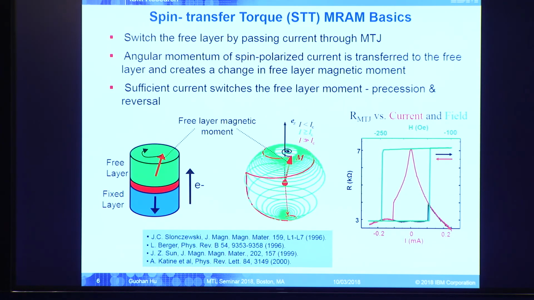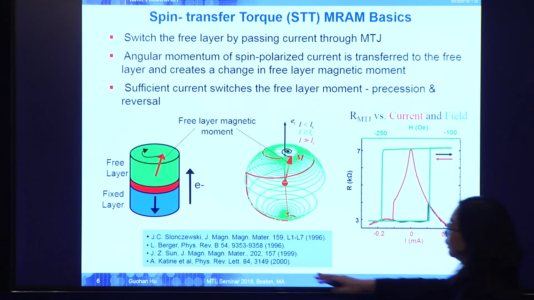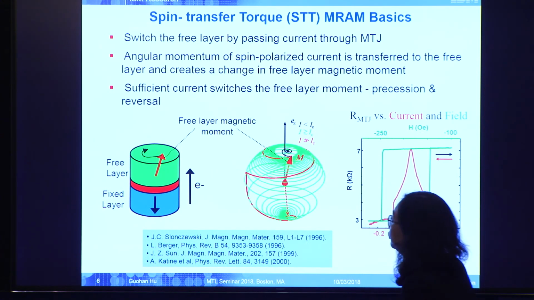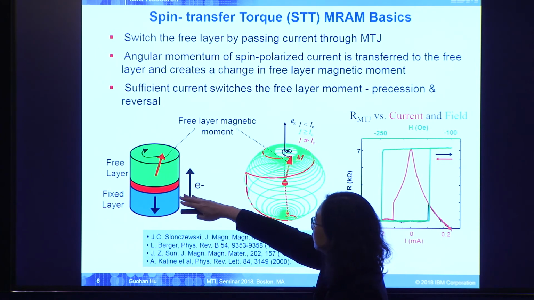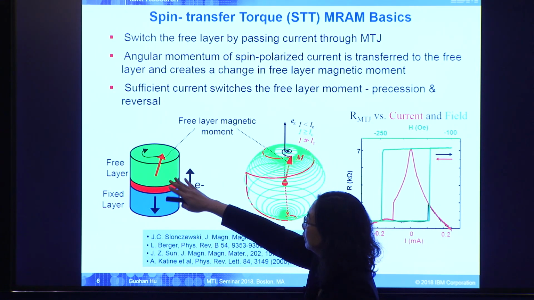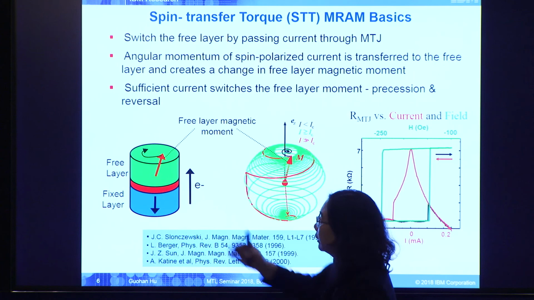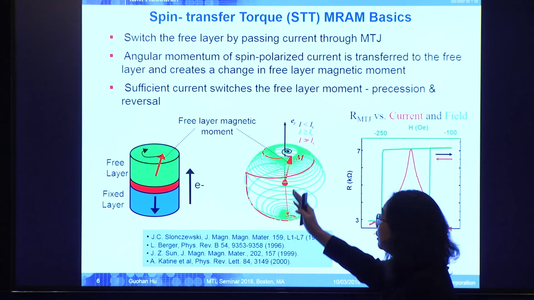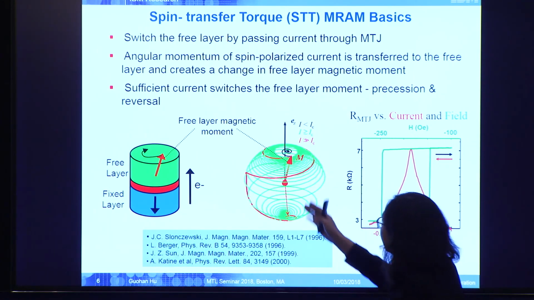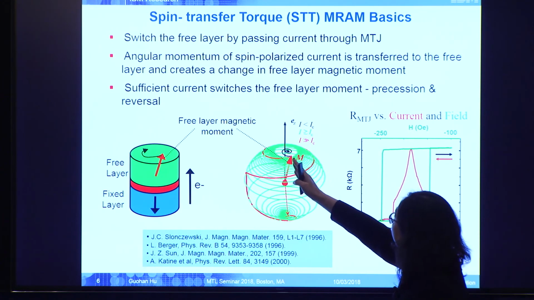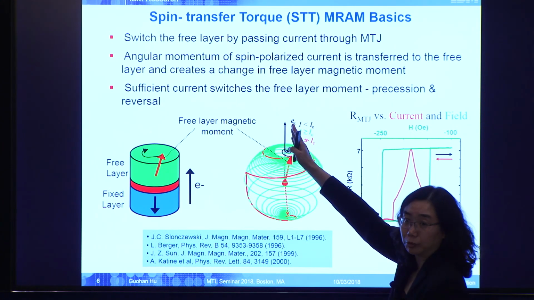So this is the basics on the switching mechanism. You have your fixed layer and your free layer, and you pass the electron through. This electron carries angular momentum from your fixed layer to the free layer, and then it can make it switch. So the switching is something like this.